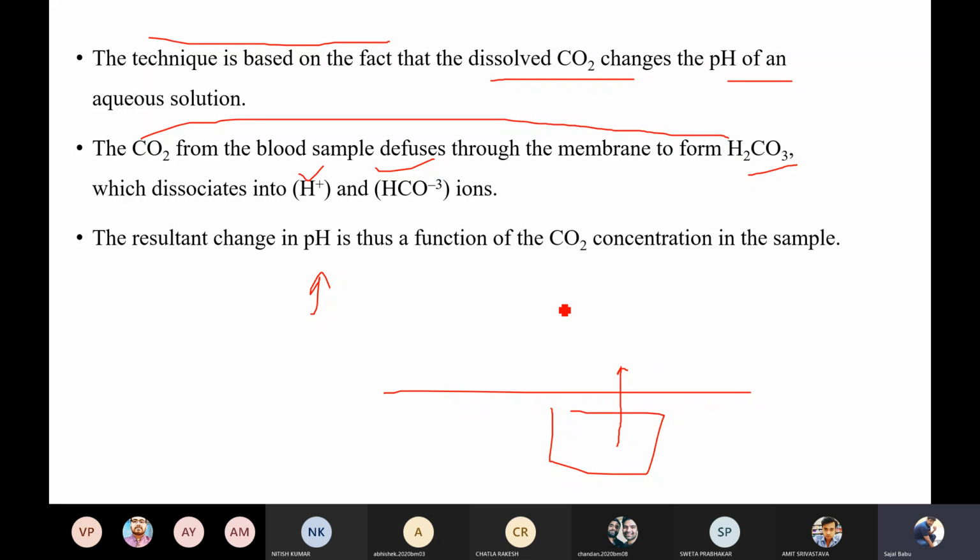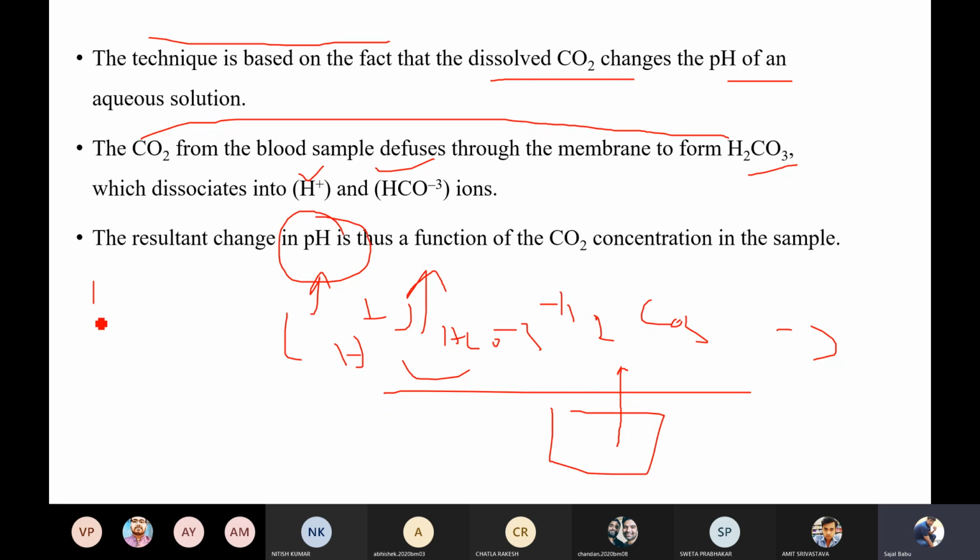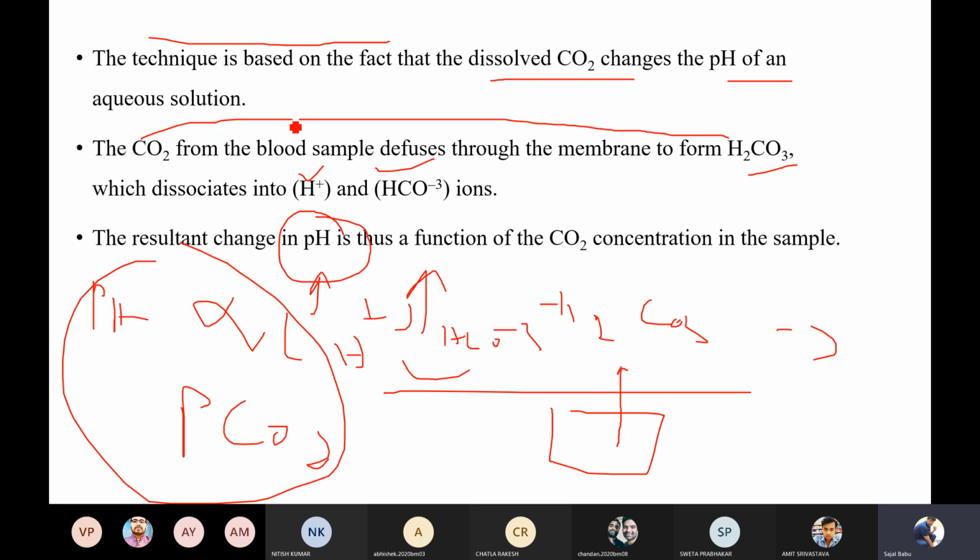And in the solution, what happens? This particular H2CO3 will get dissociated into H plus and HCO3 minus. As you know, when the concentration of H plus increases, automatically the pH will change. So directly the pH change is representing the PCO2 change in your body, right? So this is the series of events happening in your meter.